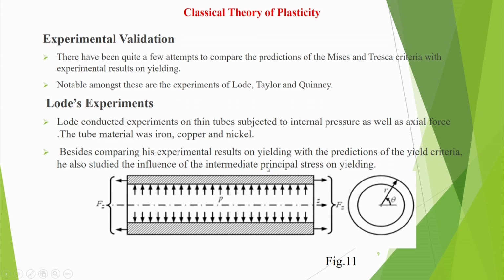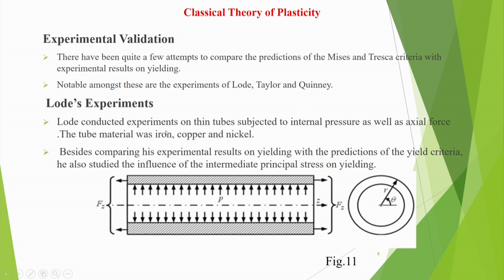Now I am coming to some comments about what is called the classical theory of plasticity, in which you have studied, for isotropic material, the Mises and Tresca criteria, which are actually important. There have been quite a few attempts to compare the predictions by the Mises and Tresca criteria with experimental results on yielding. Notable experiments are those of Lode and another set by Taylor and Quinney.